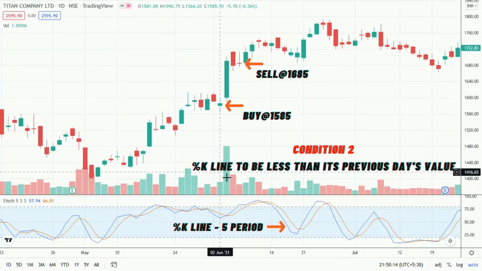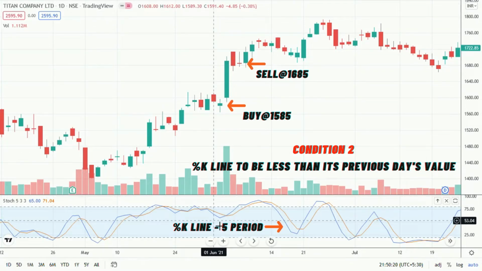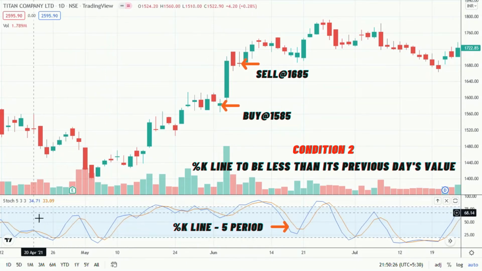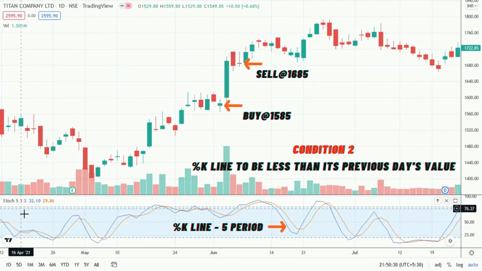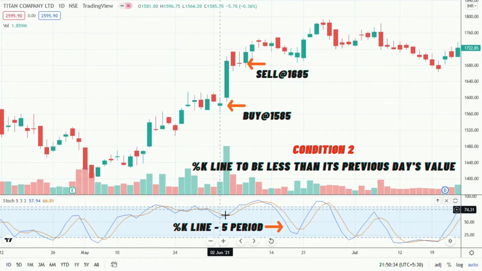In front of you is a chart of Titan Company. At the bottom, I have loaded the stochastic oscillator. The blue line here is the %K line, and its value can be seen here in blue. And as you can see, this is a 5-period %K line. So let's go back to 2nd of June and see if condition 2 is met.